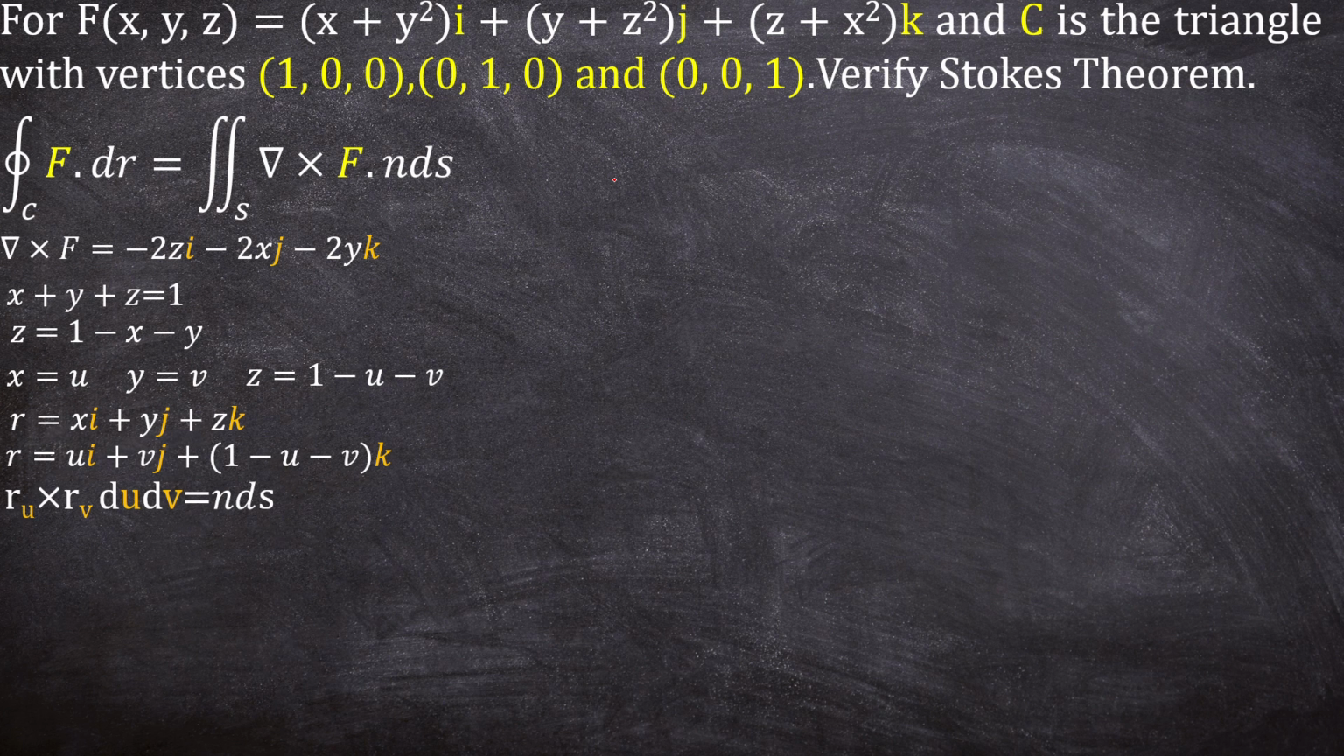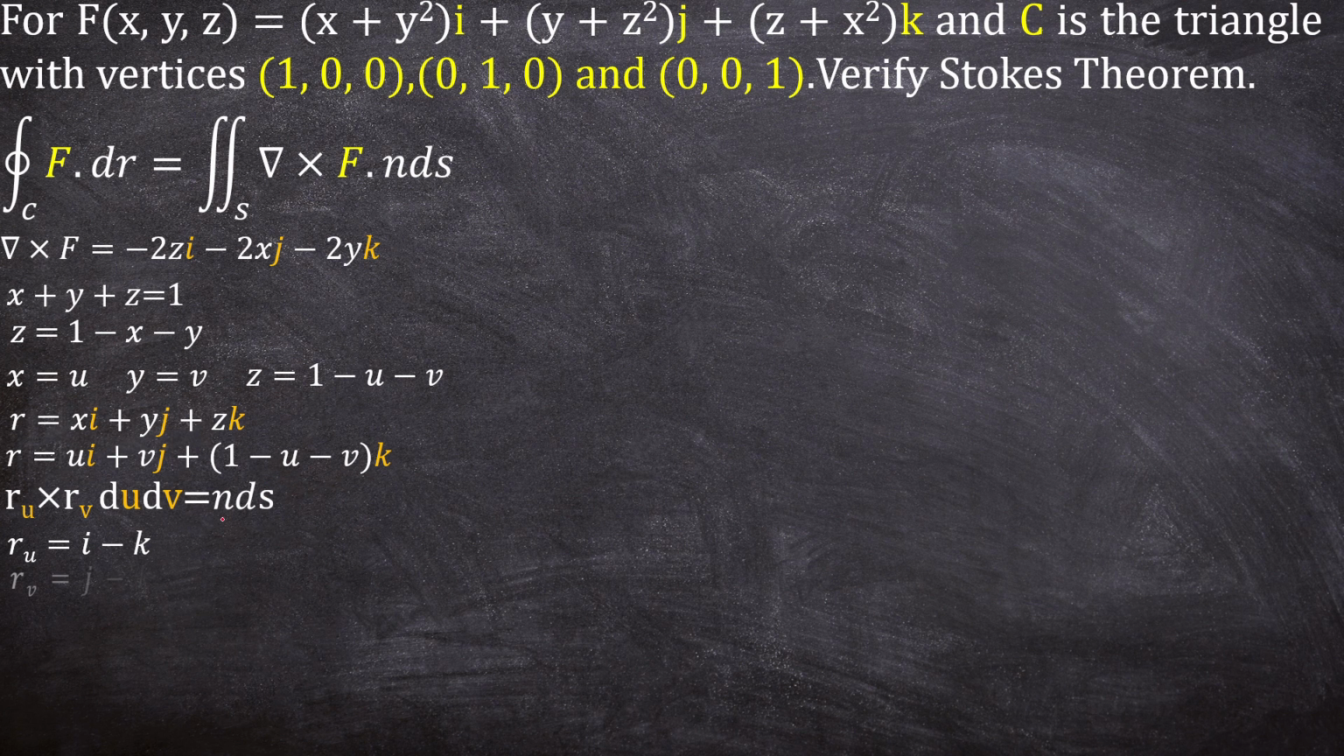Now for r_u, I'm going to differentiate this vector with respect to u. As you can see, if I differentiate u, I'm going to get 1, so that's why I have i right here. If I differentiate v, it's going to be 0, so that's why we don't have the j component. But right here, we're going to have -1, so that's why we have negative k.